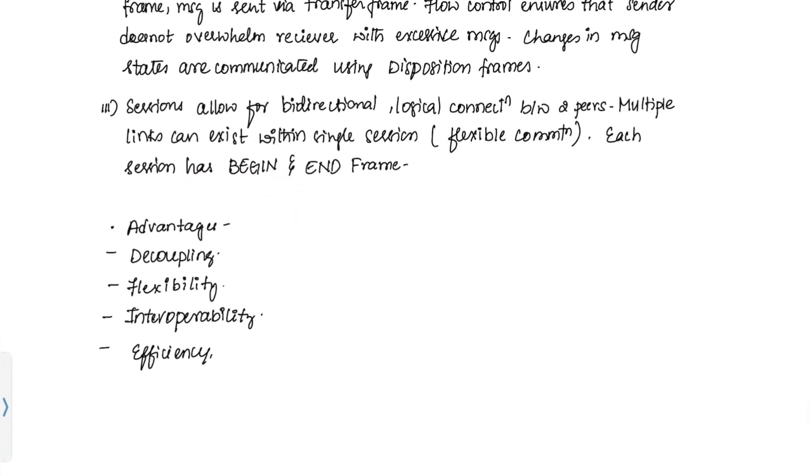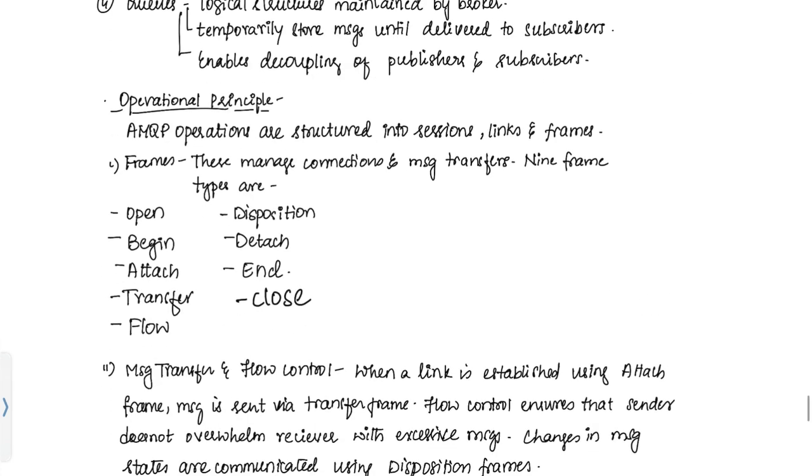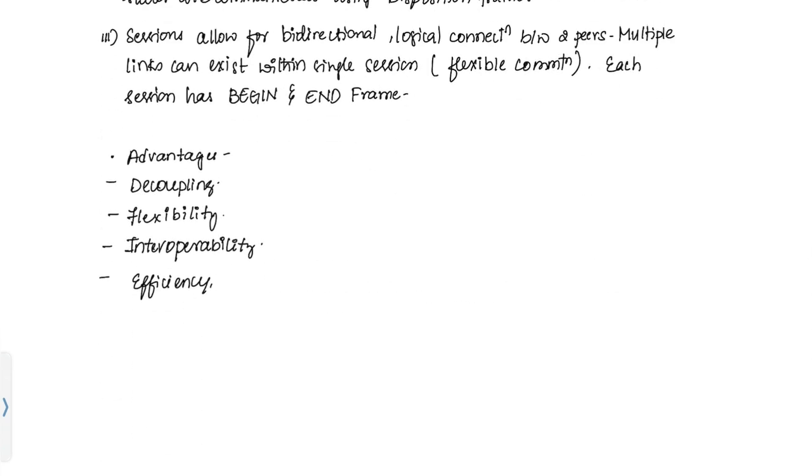Speaking about the advantages, first one is decoupling. Publishers and subscribers are decoupled, separated, which enhances scalability. Then we have flexibility. It supports multiple messaging patterns. There are many message types, the 9 frames which we have seen. It enables request-response and publish-subscribe, all of those. Next we have interoperability, standardized at the wire level, which enables diverse systems to interact efficiently. Then we have efficiency. Flow control and session management increase the efficiency.